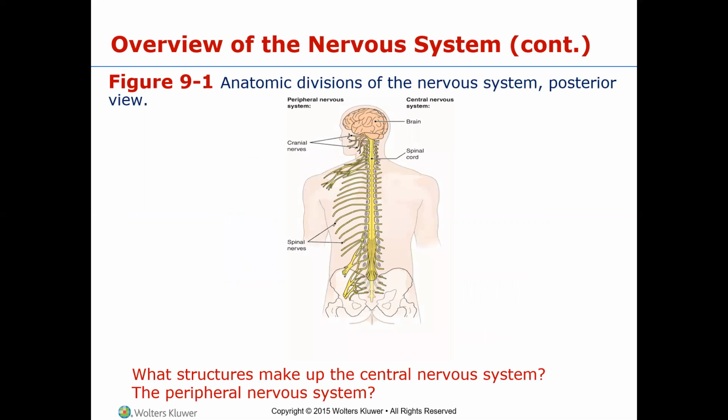If we look at the overview of the anatomic divisions of the nervous system, you will see that there are 2 sections, the peripheral as well as the central nervous system. The central nervous system makes up the brain and the spinal cord. The peripheral nervous system consists of all of the branches that are coming off of the spinal cord, and those are the cranial nerves as well as the spinal nerves.